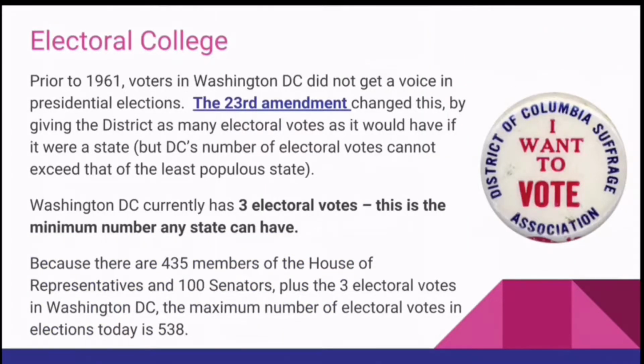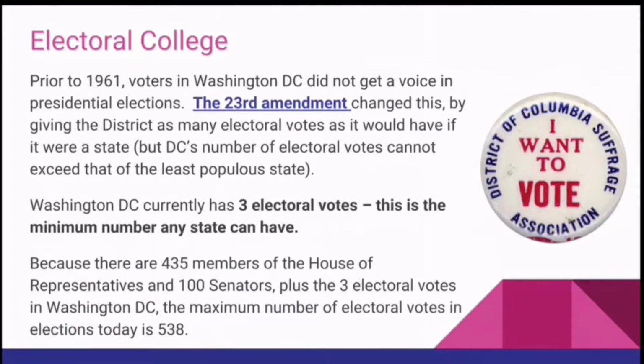Before 1961, voters in Washington, D.C. did not get a voice in the elections. The 23rd Amendment changed this by giving the district as many electoral votes as it would have if it were a state. The minimum number is 3. So every state has at least 3 electoral votes. This is the minimum number.